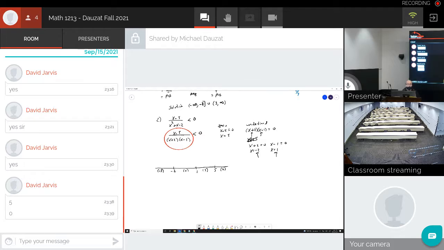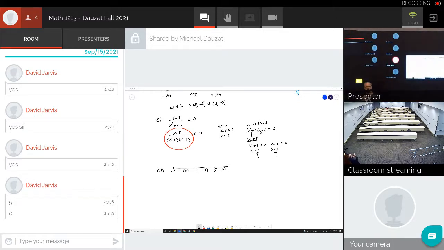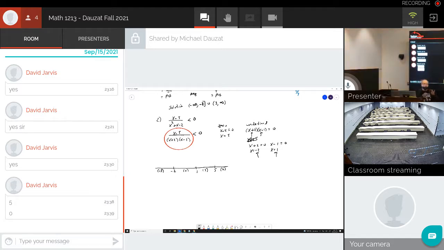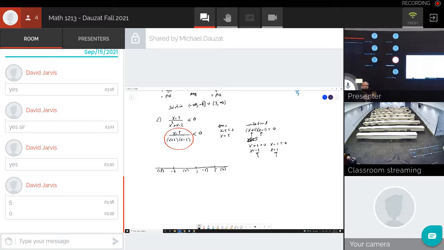And so now, before we put the test points back into the expression, let's talk about those numbers I just put on the number line: -2, 1, and 5. Let's determine whether they're going to have open circles or closed circles.